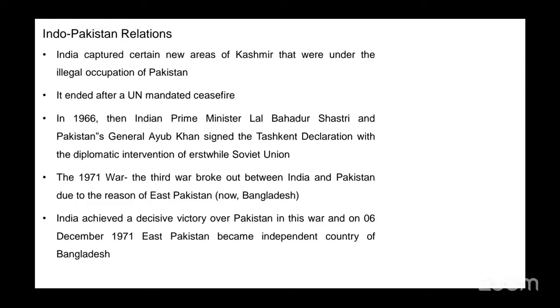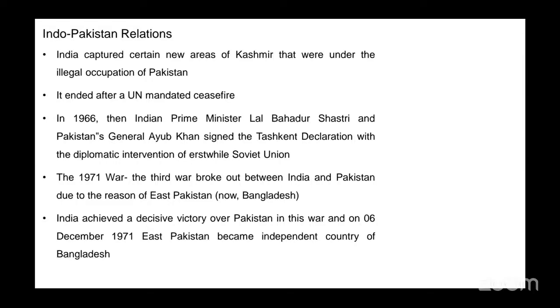India had captured new areas of Kashmir which were under illegal occupation of Pakistan, and the UN mandated a ceasefire where the armies should go back to their earlier positions, from before the war had started. Then in 1966, both the premiers of the countries were called upon by Moscow. Moscow acted as a mediator, and they were called to Tashkent, and the Tashkent Declaration was signed. It was a peace treaty that these two countries were made to sign.